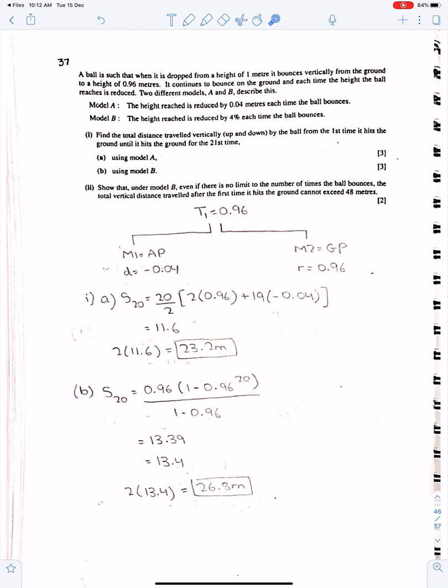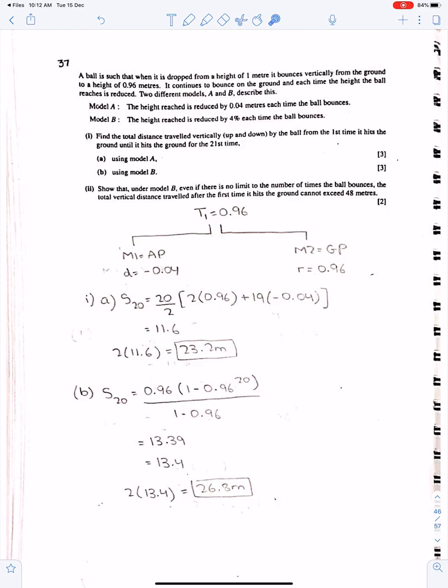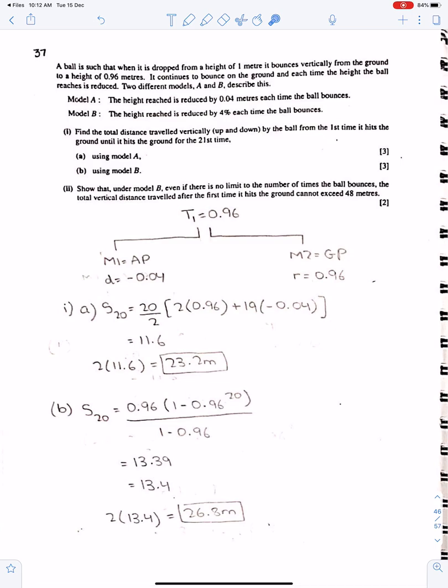This is the last question of this lecture. A ball is such that when it is dropped from a height of 1 meter, it bounces vertically from the ground to a height of 0.96 meters. It continues to bounce on the ground, and each time the height of the ball is reduced. Two different models A and B are described. In model A the height reached is reduced by 0.04. This is the AP model. D is negative 0.04. A is given 0.96.